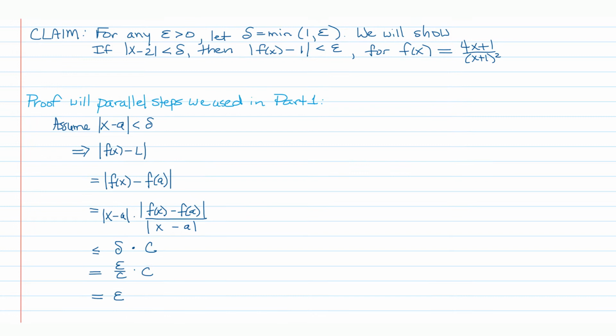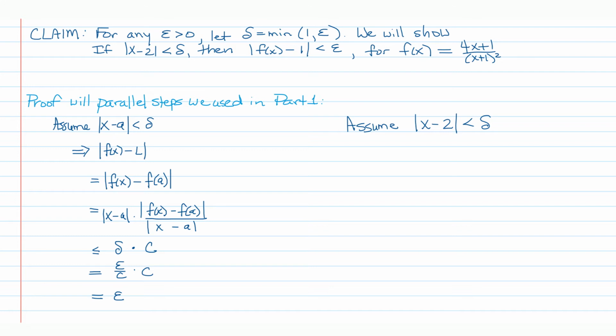Now, when you use this technique, your steps in the proof are basically going to mirror what we discussed in part 1. So I have copied down what we discussed in part 1 here, and I'm going to go through the steps for this particular example. We're going to start by assuming that our absolute value of x minus a, in this case a is 2, is less than delta. Okay, and then what we would like is to prove that the absolute value of f of x minus 1 is less than epsilon.